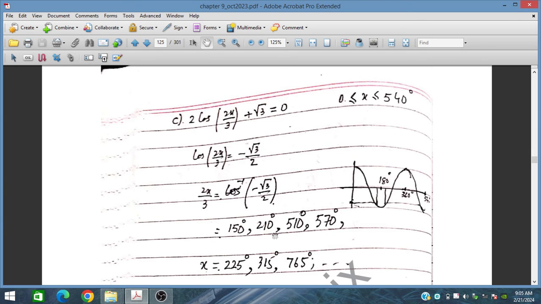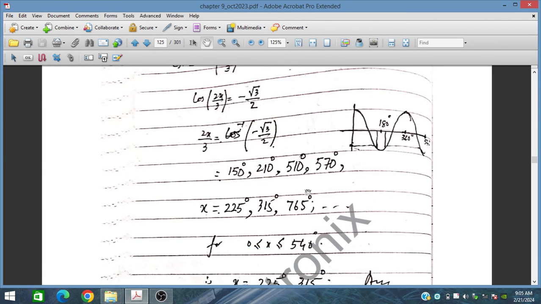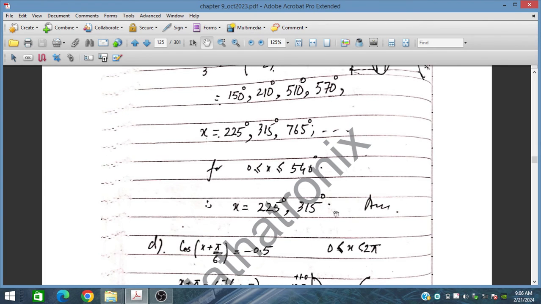So this is 150, 210, 510 and 570, and we will multiply with 3 and divide by 2. So we have 225, 315 and 765. Since 765 is beyond this range, we have 225 and 315 as the solution.